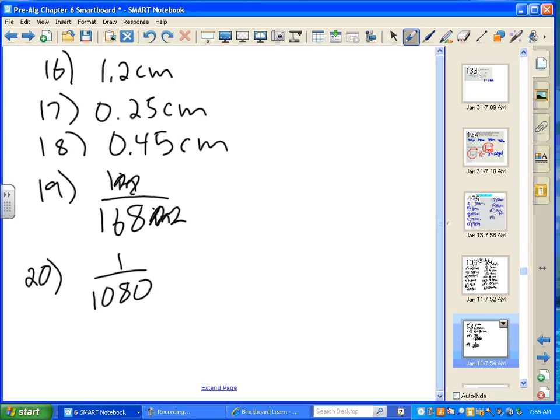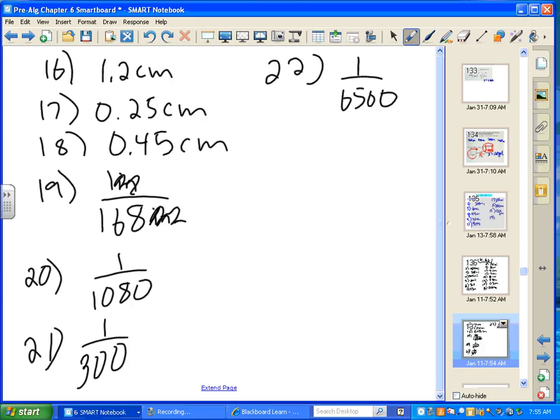Alyssa, 21. Good, 1 to 300. Emma H, 22. Awesome, 1 to 6,500. She converted the meters to centimeters, multiplying it by 100. Doug, 23. Good, 1 to 800,000. Justin, 24. Good, 1 to 320. So it should seem easier to some of you guys, I'm assuming. Charles?